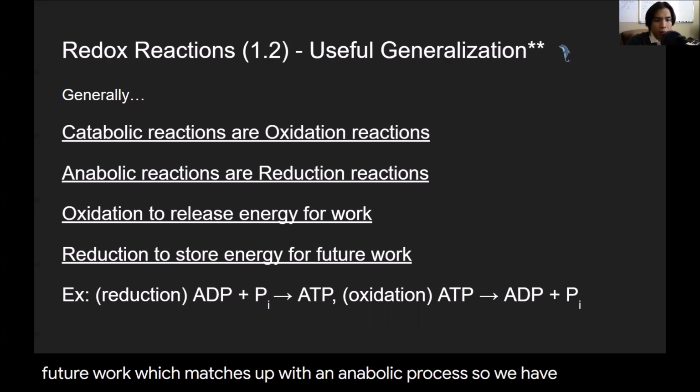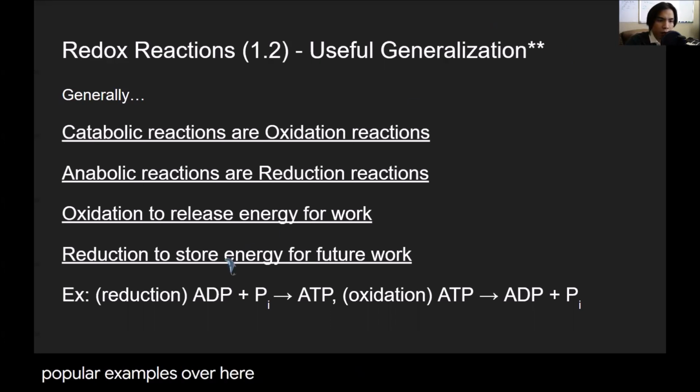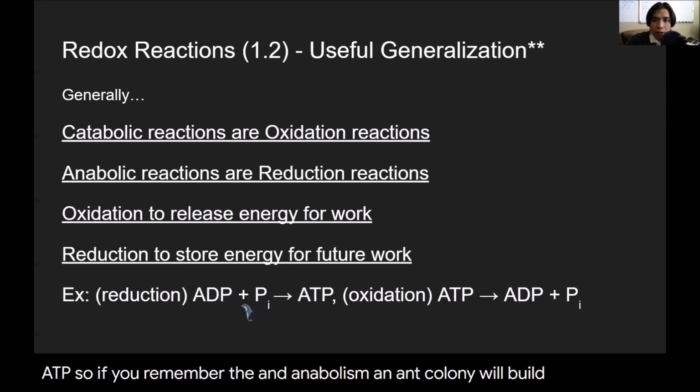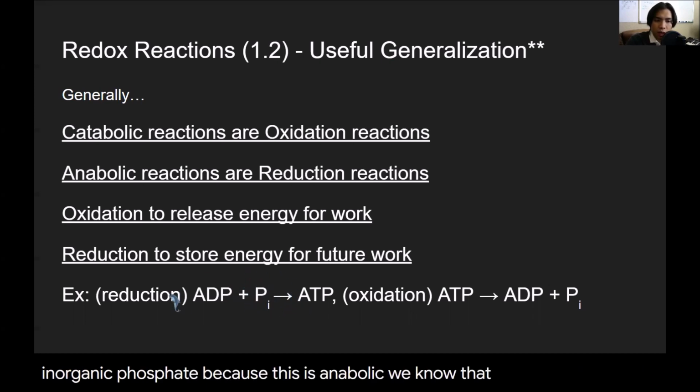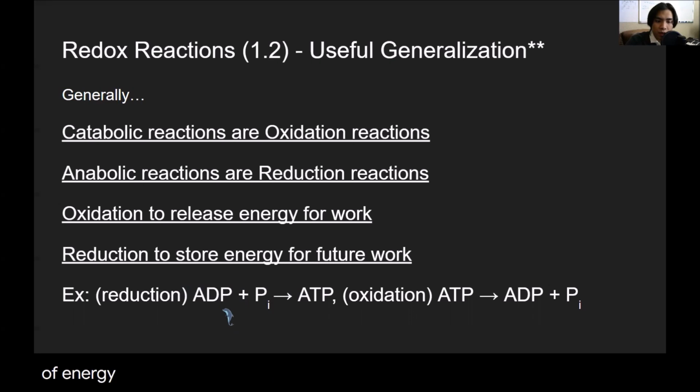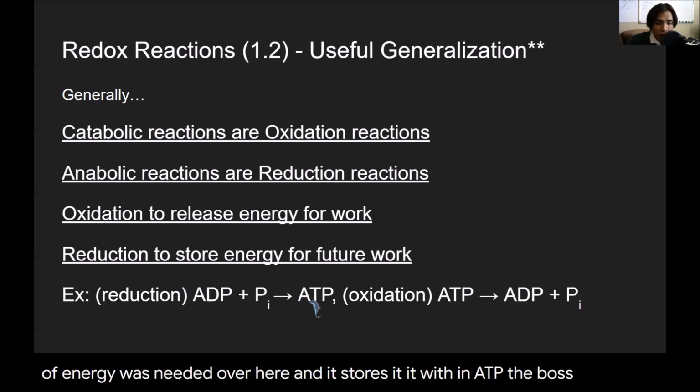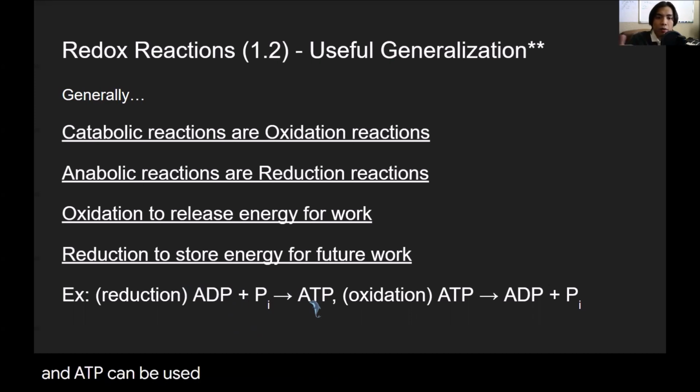So we have two very popular examples over here. We have ADP plus an inorganic phosphate goes to ATP. So if you remember the anabolism, an ant colony will build something. So this is building a larger molecule, ATP, out of two smaller molecules, ADP and an inorganic phosphate. Because this is anabolic, we know that it's reduction. An input of energy was needed over here, and it stores it within ATP, the bonds within ATP, and that ATP can be used later for energy.